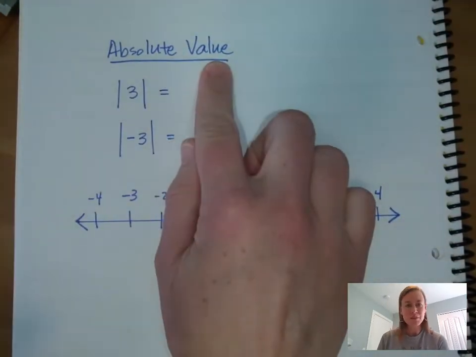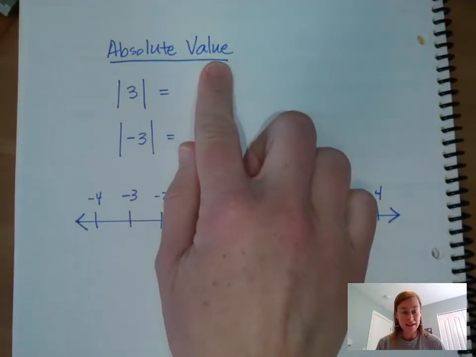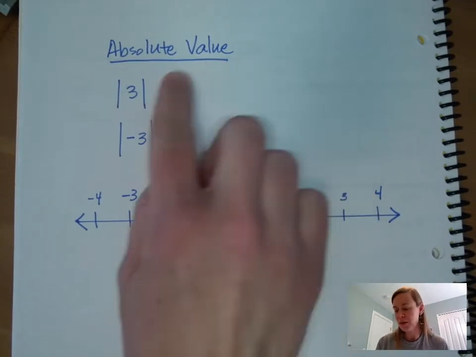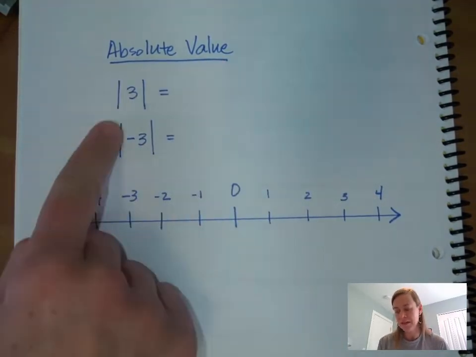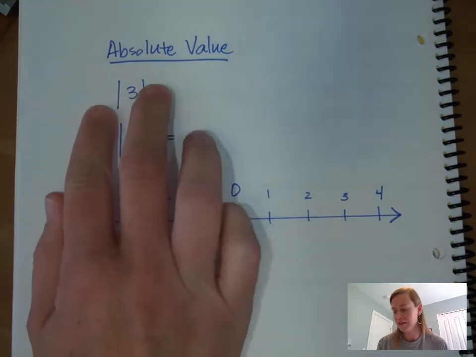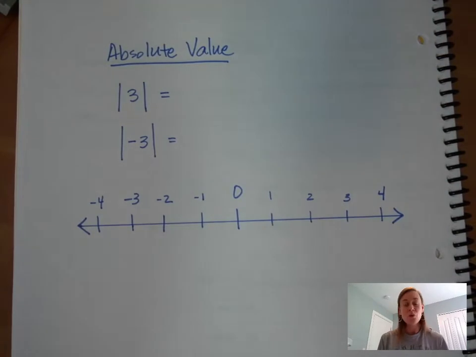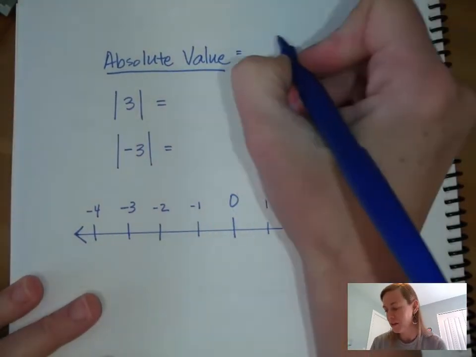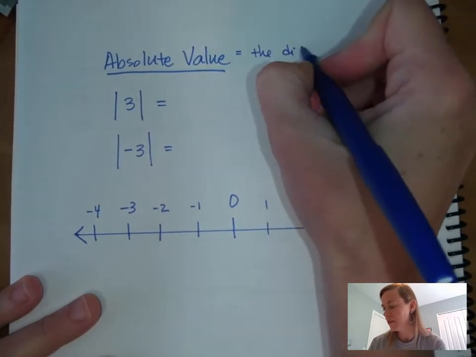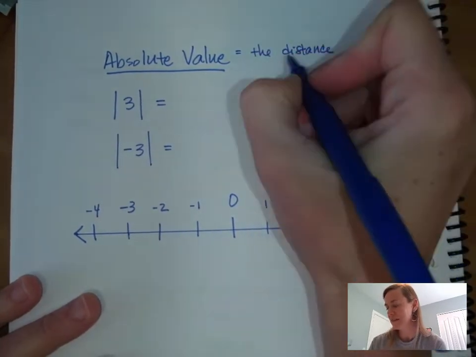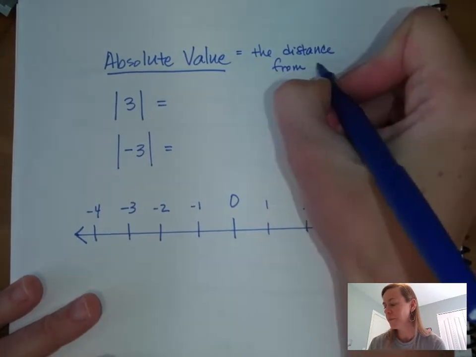So, like I said, we're going to be talking about absolute value today. Now, absolute value is what we call it when we see a number inside these two straight lines like that. This is also always called absolute value. These are your absolute value brackets. And what is absolute value? As far as a definition goes, absolute value is the distance from zero. The distance from the number zero.